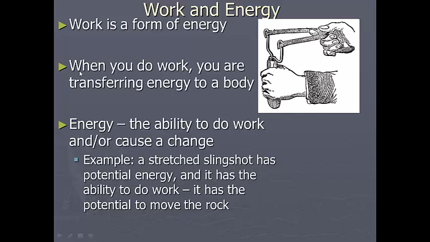So that goes with the bullet point. When you are doing work, such as pulling back on the slingshot, you are transferring energy to a body. In this case, the body is the rock. Again, energy is the ability to do work and/or cause a change. In this case, the stretched slingshot has potential energy. Therefore, it has the ability to do work. In other words, it has the potential to move the rock. When this person lets go, the rock will move, in which case work is being done on the rock.